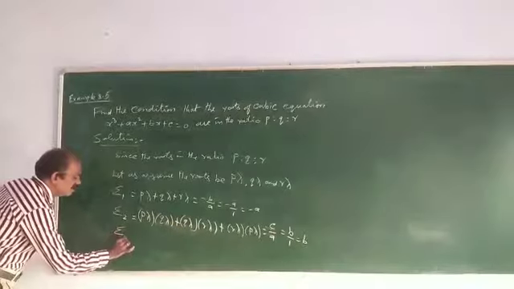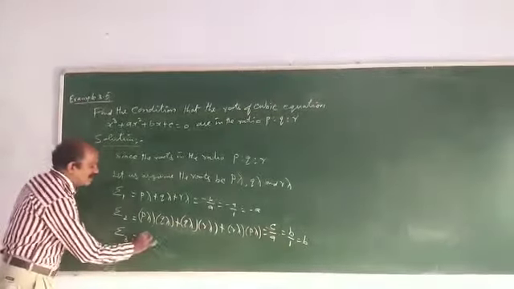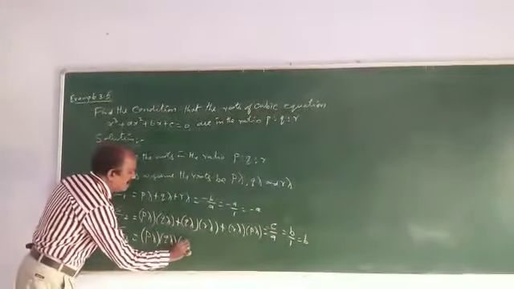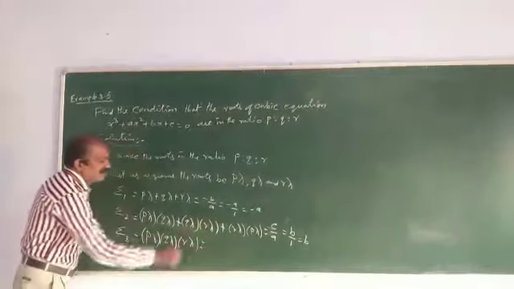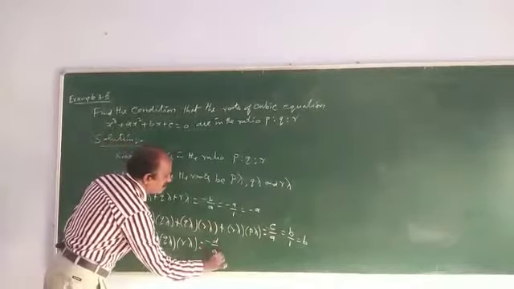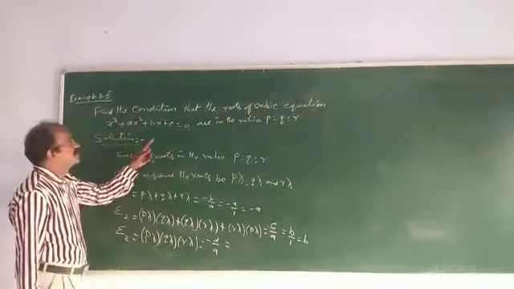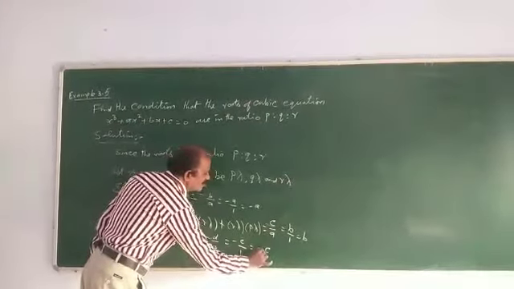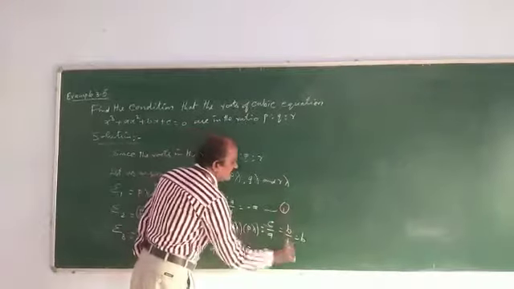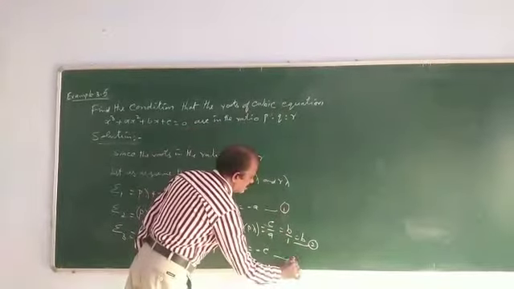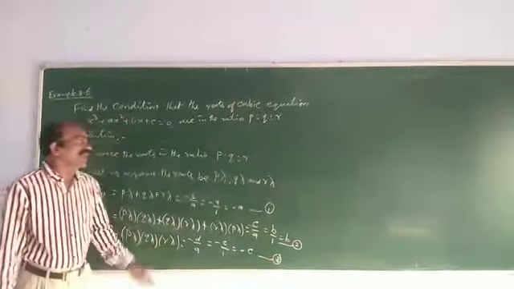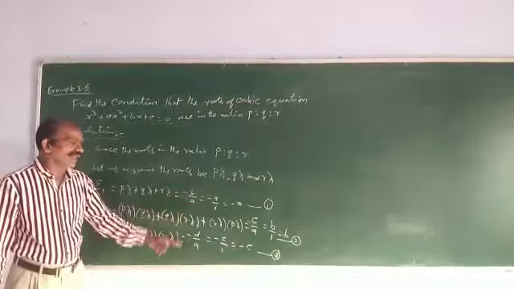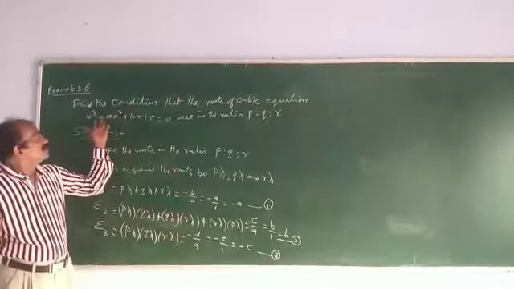Sigma 3, the product of the three roots: p lambda into q lambda into r lambda equal to minus d by a. What is the value of d? It is c. Minus c by 1, that is equal to minus c. This is equation number 1, this is 2, this is 3. Solving 1, 2, 3 gives the conditions. Any method you can use to solve 1, 2, 3.